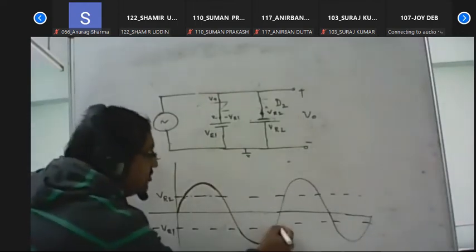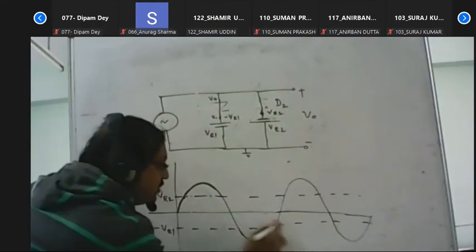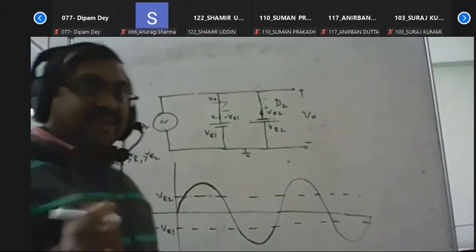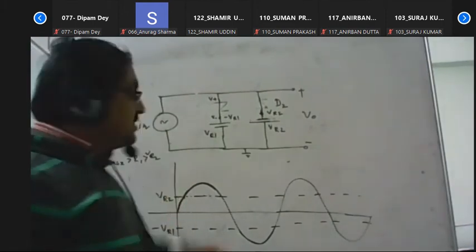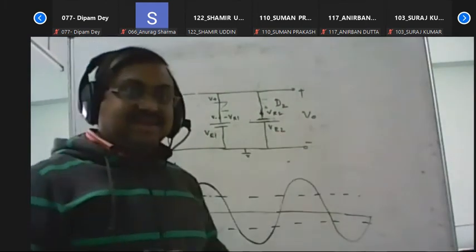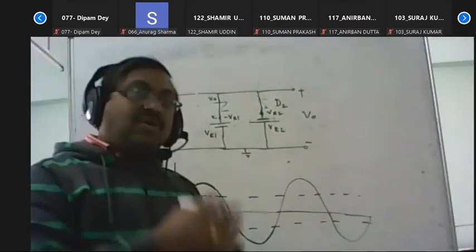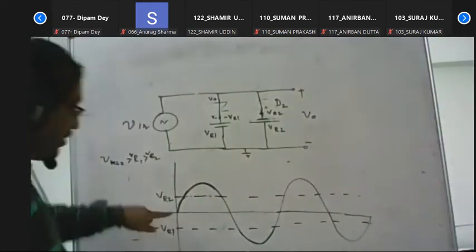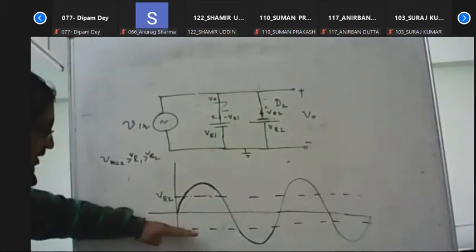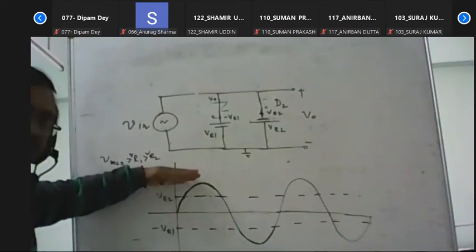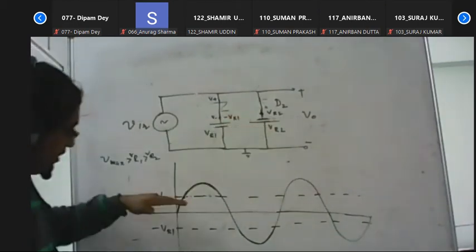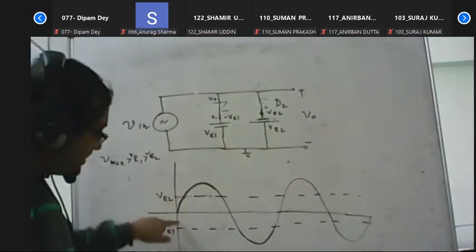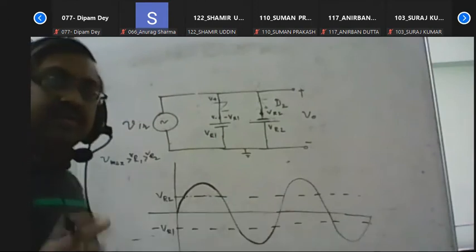In that case, diode D2 is on, so the output voltage will be clipped at that value. In the previous circuit it will be different because here the biasing voltage will be changed. Now, at a time, is it possible? From this diagram, we see that if the input voltage is greater than minus VR1, diode D2 is on, and less than VR2, diode D1 is on. That means in this section, both diodes, D1 and D2, will be on.